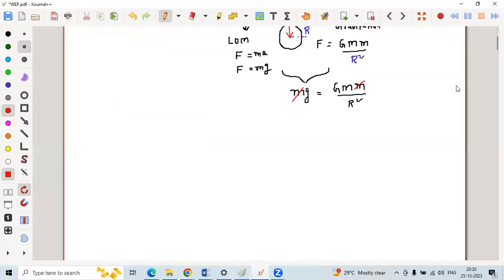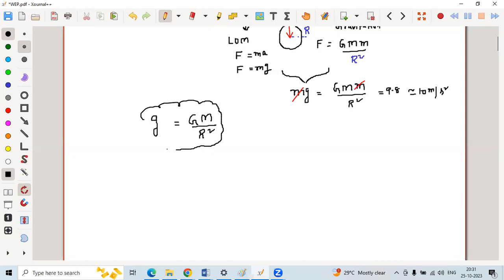Because I know capital G, I know the mass of the earth, I know the radius of the earth. If I substitute everything, I'll get 9.8. That value will be 9.8. Roughly we take it as 10. This is valid only for earth. Now we learned a new formula. Relation between small g and capital G. It is g equal to GM by R square. Now my question, will it be same or vary from location to location?